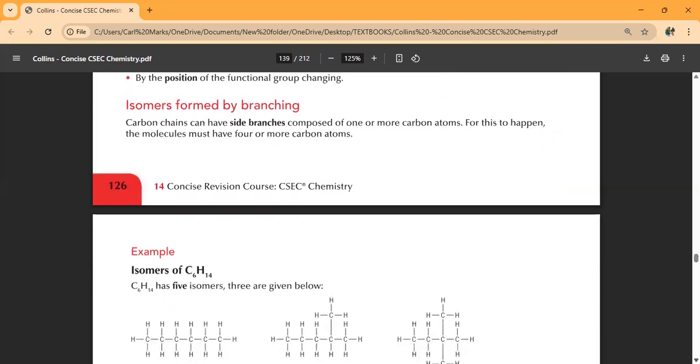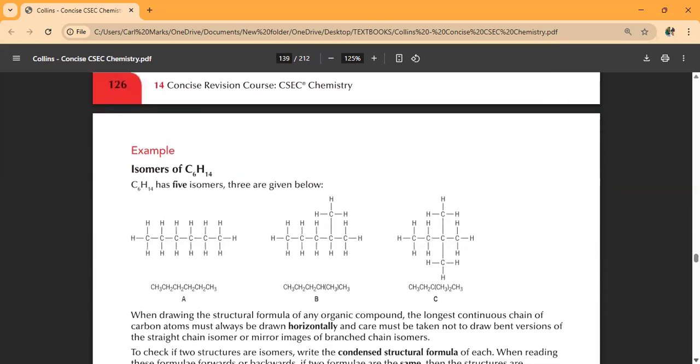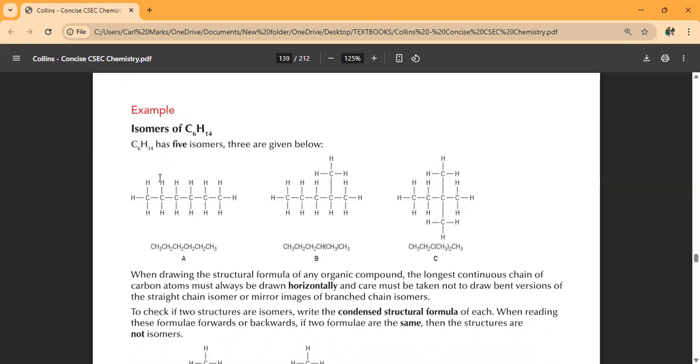Let's look at our example here. We have the compound C6H14. C6H14 has 5 isomers, but they've given 3 of them for us. So if we look at the first one, we have a straight chain. There's nothing happening there, no branch, nothing.